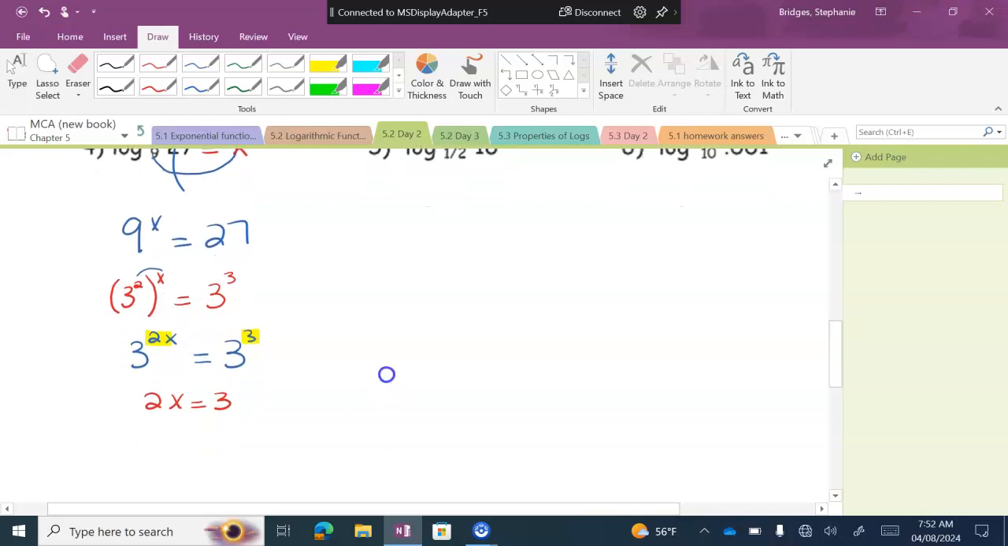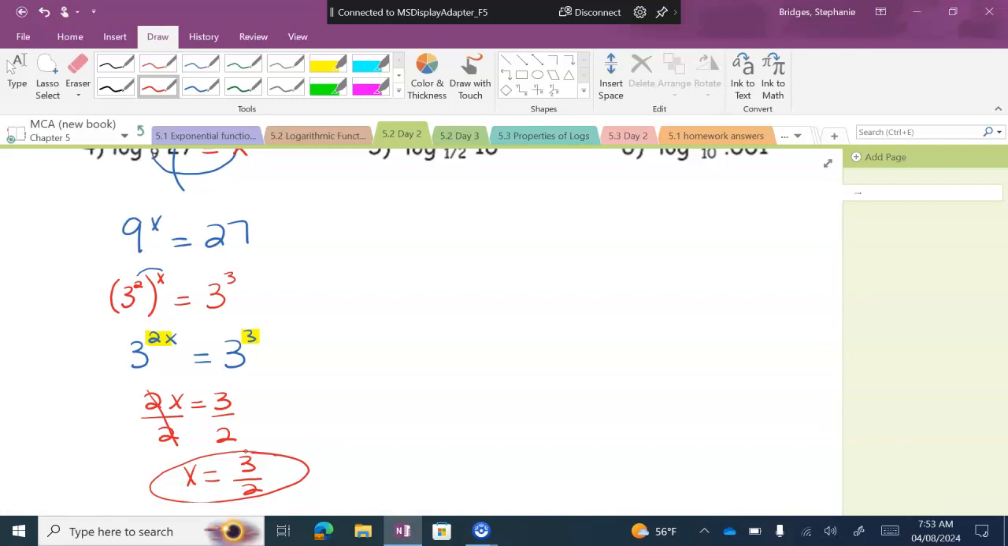And then what do I do to solve for x here? Divide by 2. And so x is going to be the fraction, 3 over 2. Okay, think about it. If you did 9 to the 3/2 power, think about simplifying those. We would take the square root of 9 and we would raise it to the third power. Square root of 9 is 3. And the third is 27, which is what it equals, right?